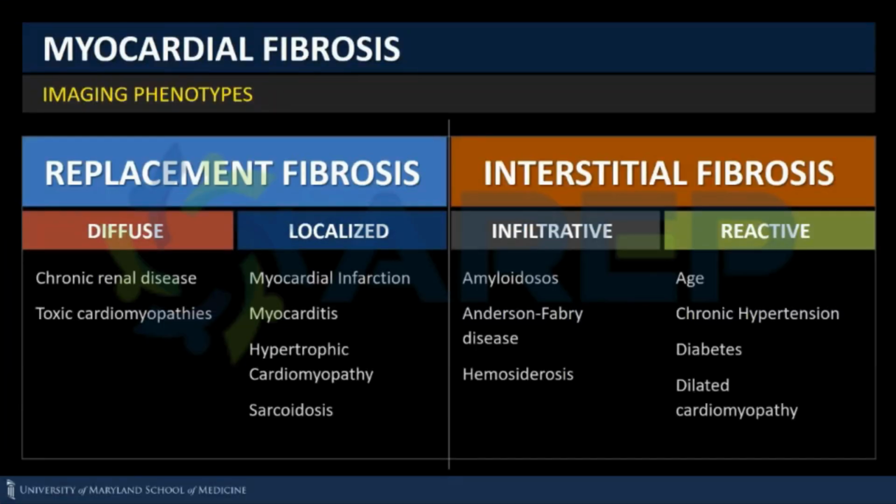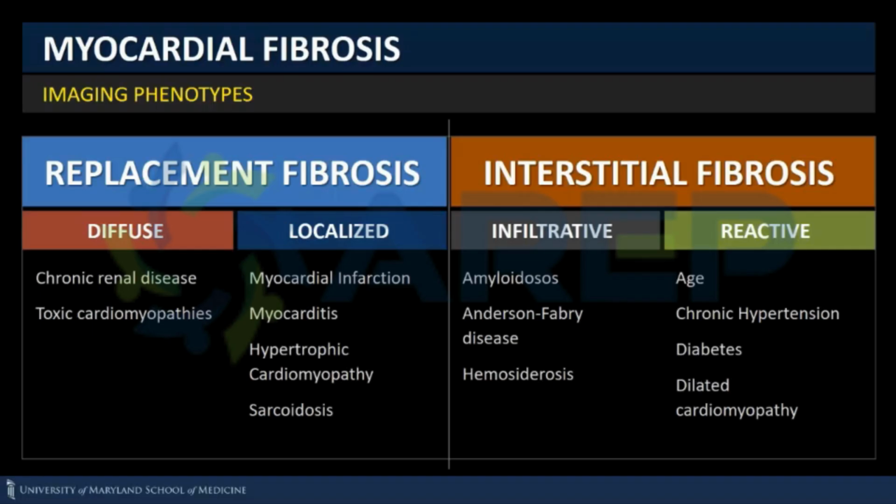So what do I mean by that? So abnormalities which cause replacement fibrosis. When we think about chronic renal disease, it usually causes a diffuse fibrosis that, again, we should see as enhancement. Toxic cardiomyopathies, alcohol, chemotherapy, again, tend to cause a diffuse area of replacement fibrosis, whereas localized fibrosis, so localized scar, localized infarct, we can see in the setting of, again, myocardial infarction, myocarditis, hypertrophic cardiomyopathy, or even sarcoid.